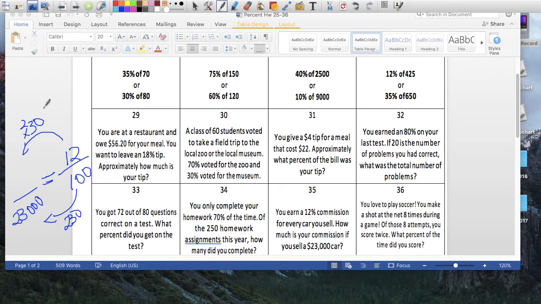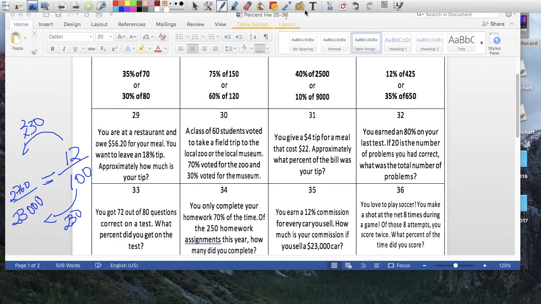So 12 times 230 gives you $2,760. So if you were a car salesman and you sold a car that was valued at $23,000, 12% of that would go to you, and that equals $2,760. Not bad for one sale.